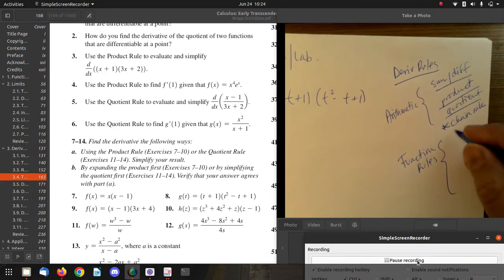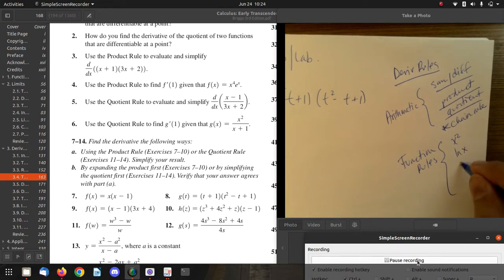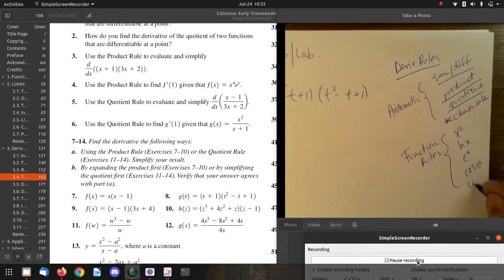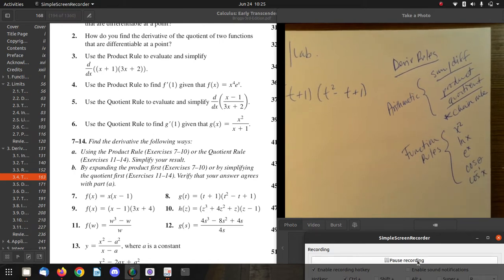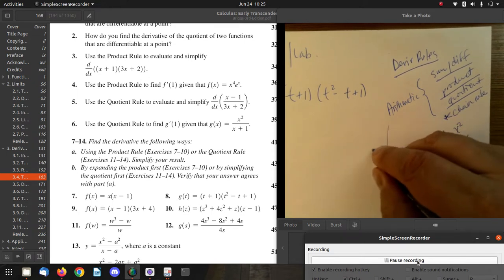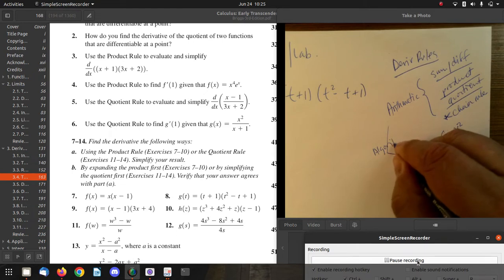And this is going to be the hardest one. And then for the function rules, that's like, what's the derivative of x squared? Well, we use the power rule for that. What's the derivative of natural log of x? What's the derivative of e to the x? What's the derivative of cosine of theta? Stuff like that. What's the derivative of arc cosine of x, right? Of a ratio, and so on. So these will have their own algorithms. Each of these will have algorithms.